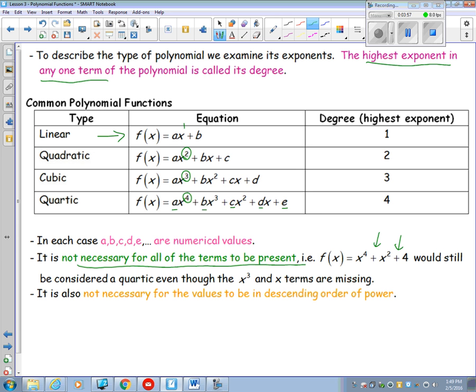And you don't necessarily need to put them in order. In all these examples I gave you, I went 4, 3, 2, 1, none. But you could have something that said, okay, y equals x plus x cubed minus x squared. It's out of order. That's okay. It's still a polynomial function. That would be degree of 3, because the highest exponent that I see is a 3.